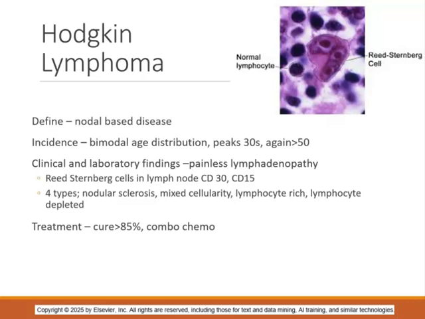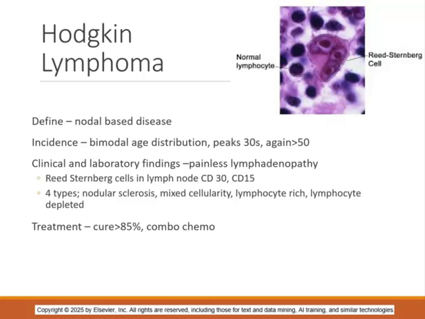Okay, now switching things here to Hodgkin lymphoma. This is all based on lymph nodes usually. It usually happens to people in their 30s and then goes away and comes again when they're greater than 50. But usually the lymph nodes are enlarged and there's no pain with it.